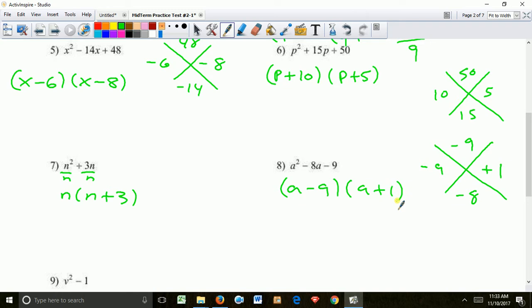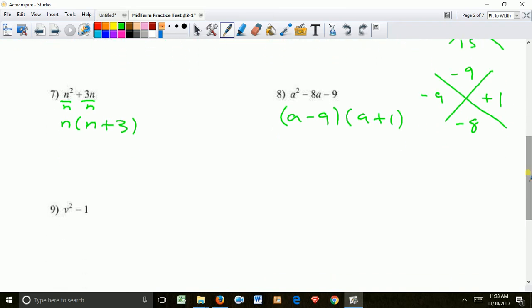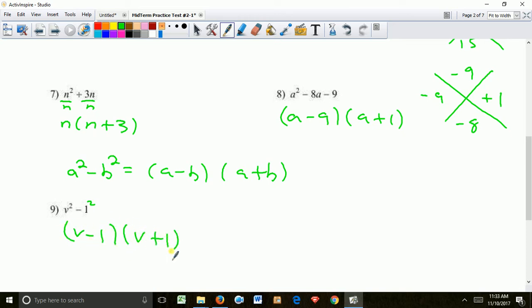You will get a difference of squares on the problem, so that's what number 9 is. Difference of squares formula is a squared minus b squared is equal to a minus b times a plus b. 1 is a perfect square number, so you have b squared minus 1 squared. You get b minus 1 times b plus 1.